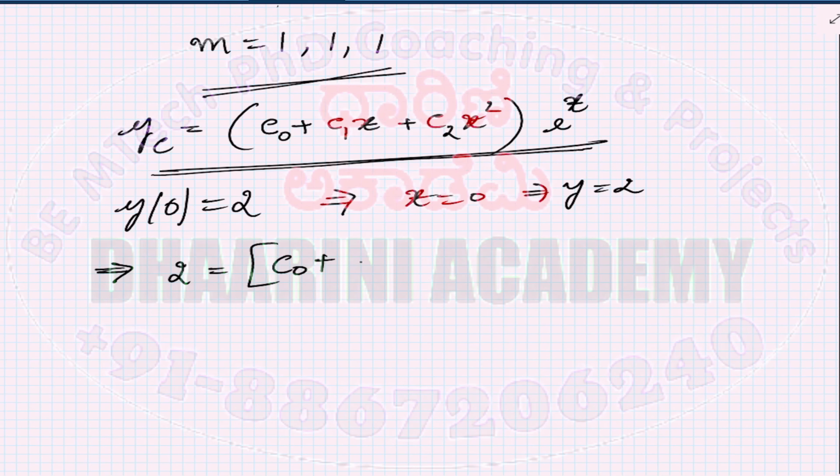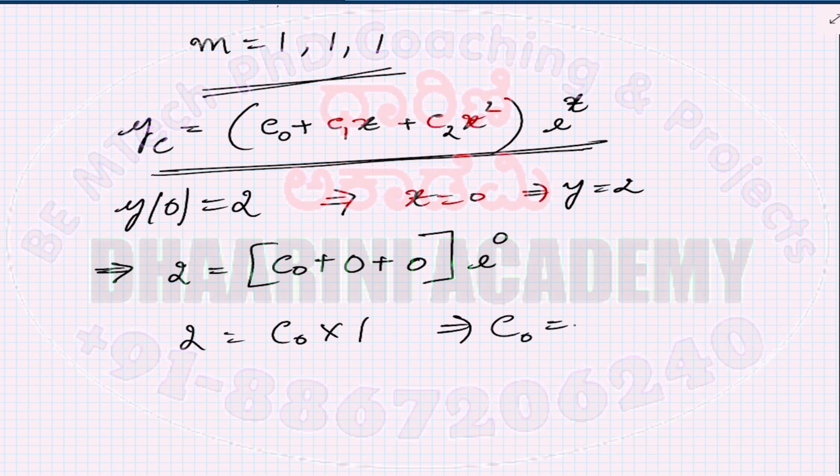Okay, so this is 0 plus C2 x square, x is 0, x square is 0, so C2 into x square is also 0, into e to the power 0. Okay, so e to the 0 is 1. This means this term is 1, so 2 is equal to C0 into 1. This means I found the value of C0 equal to 2. I got one of them. I can substitute this. Okay, I got the value of C0.